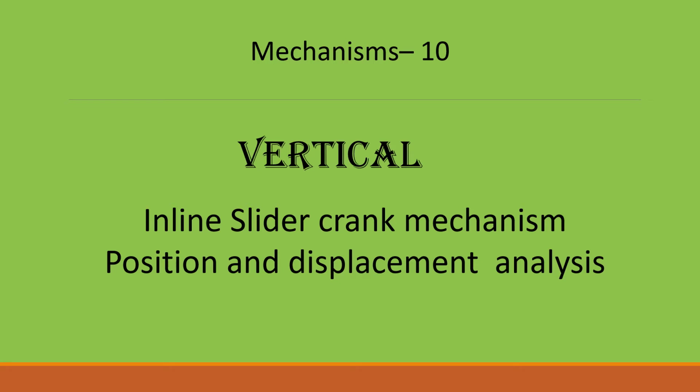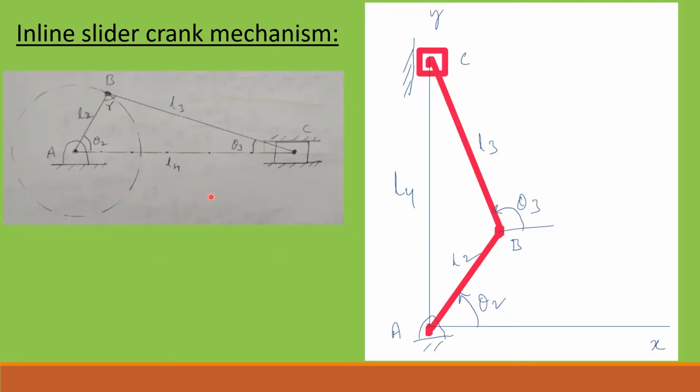Today I am going to discuss vertical inline slider crank mechanism position and displacement analysis. This is a typical horizontal inline slider crank mechanism where L2 is crank, L3 is coupler, L4 is the slider distance. And here you can see slider is horizontal. But in today's video, I am going to discuss vertical inline slider crank mechanism.